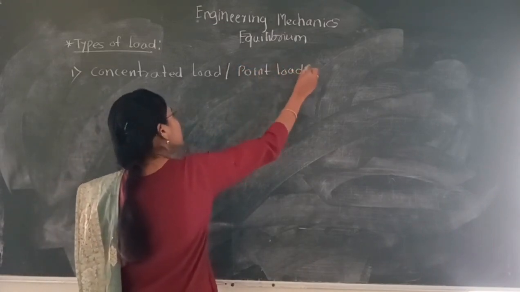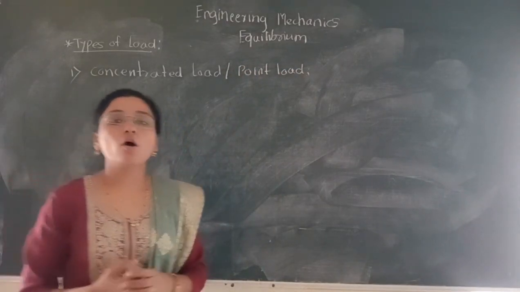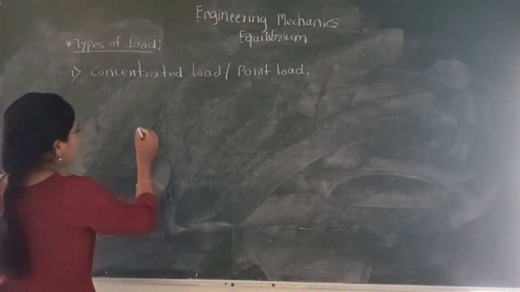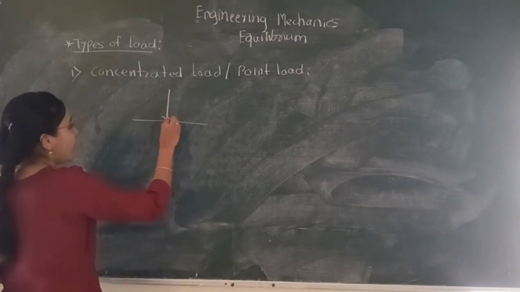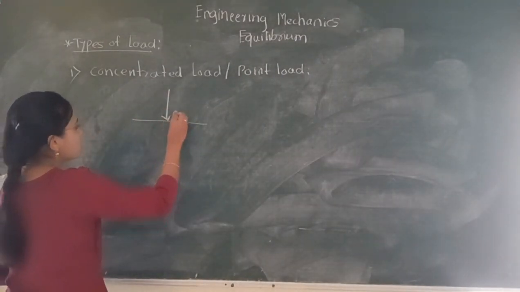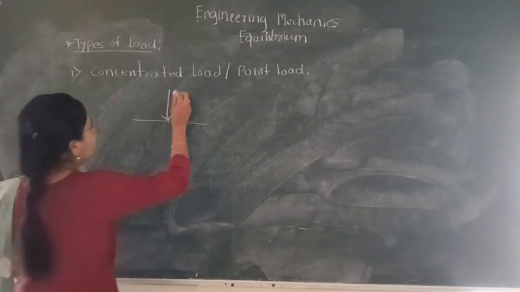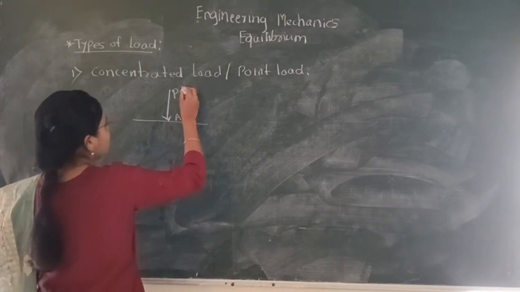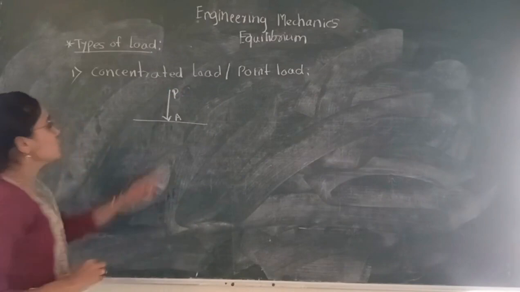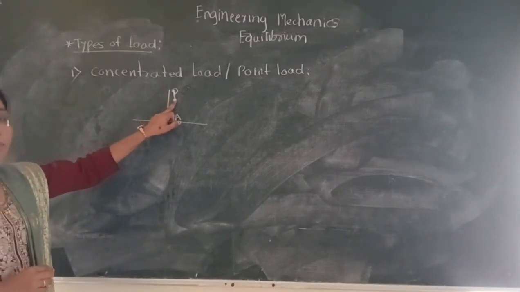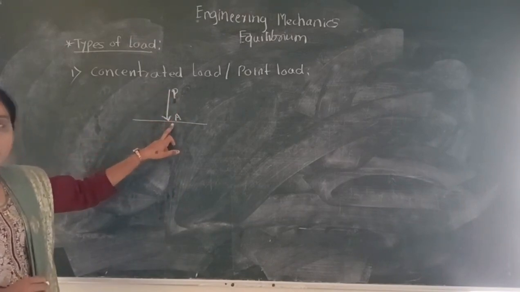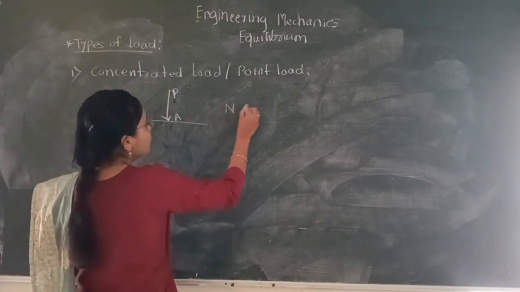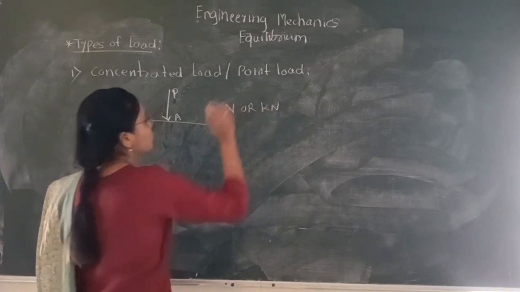If intensity of load is acting at a point or very small area, then such a type of load is called as a concentrated load. Concentrated load is normally shown by arrow. So this is a concentrated load acting at point P having magnitude P Newton or P kilonewton. So this is the magnitude or intensity of point load. This is the point of application. Normally unit used to show point load or concentrated load is Newton or kilonewton.